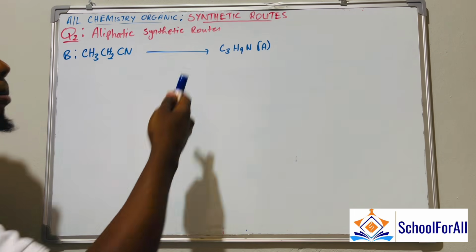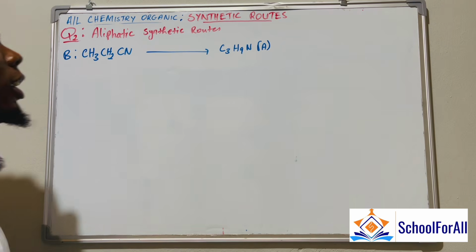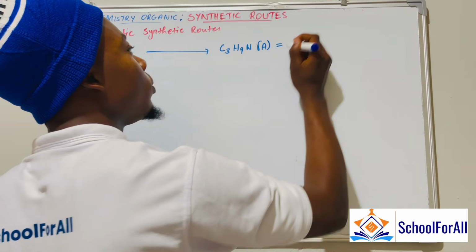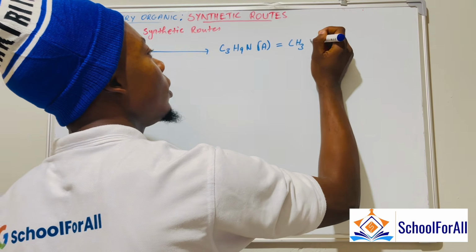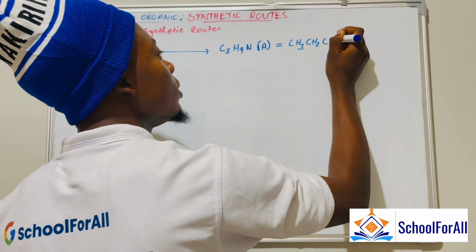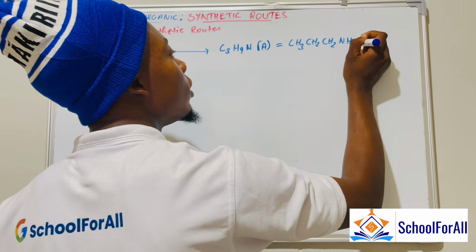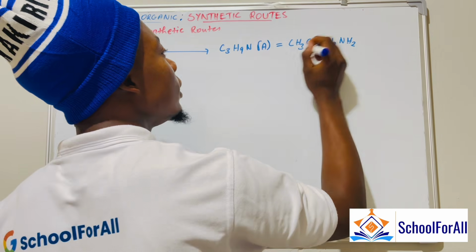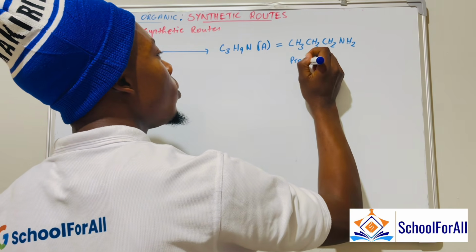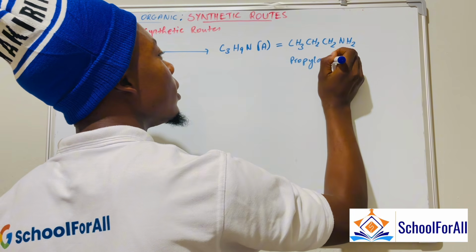Alright, so here we have a primary amine. So surely the structure of my primary amine will be CH3CH2CH2NH2, which is propylamine.